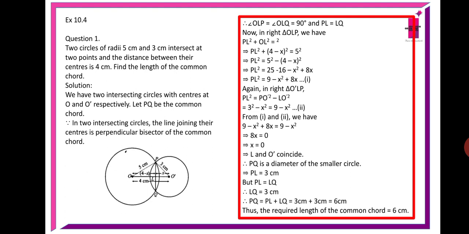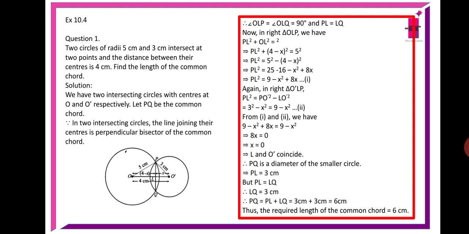Now, in right triangle OLP, we have PL square plus OL square equal to PO square. So PL square plus (4 minus x) whole square equal to 5 square, as we know that OL equals 4 minus x and PO equals 5. It gives PL square equal to 9 minus x square plus 8x.